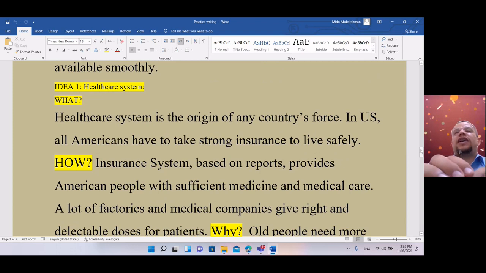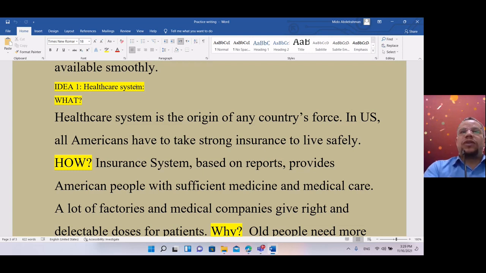Look at the second idea, for example. It's about the healthcare system. I was talking about economic countries and strong countries. Now, a point in the strong countries is about the healthcare system. First, what is a healthcare system? Then how, then why? Okay, the healthcare system is the origin of any country's force.